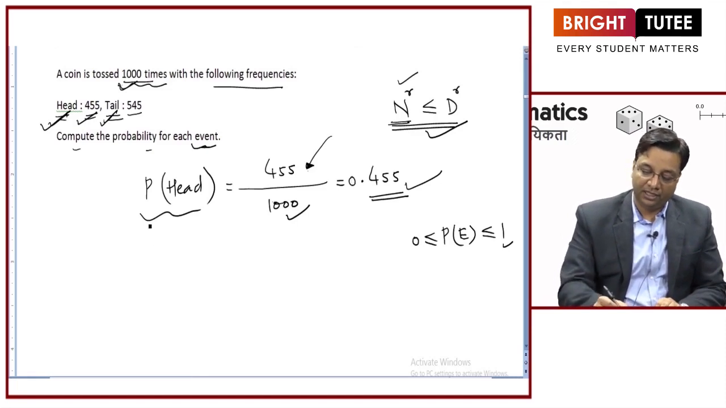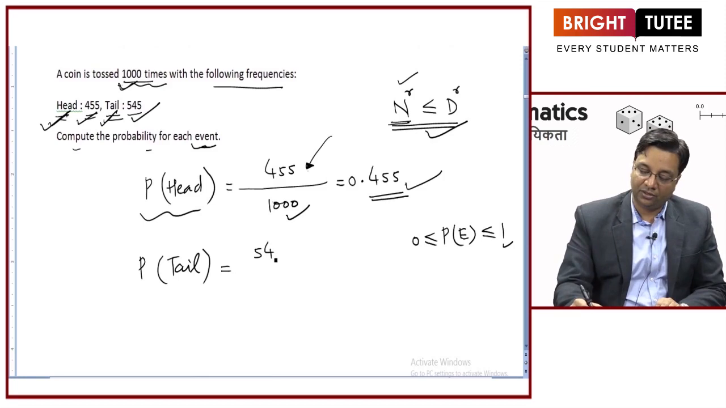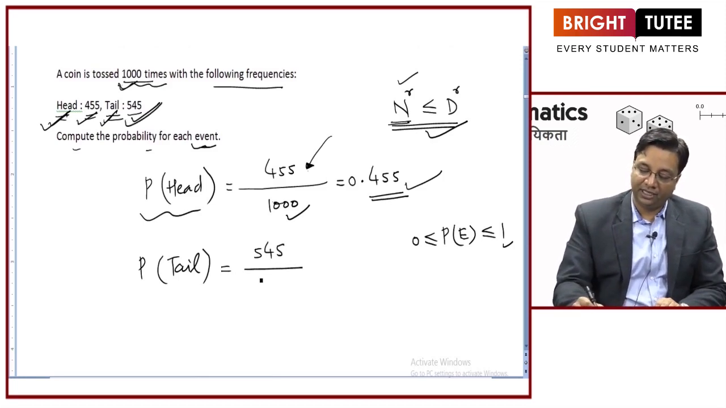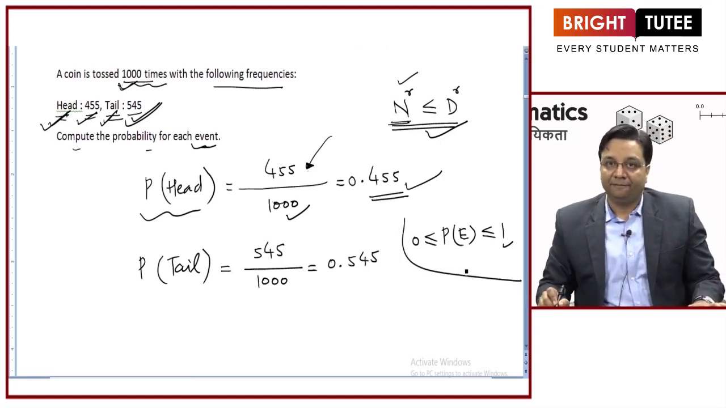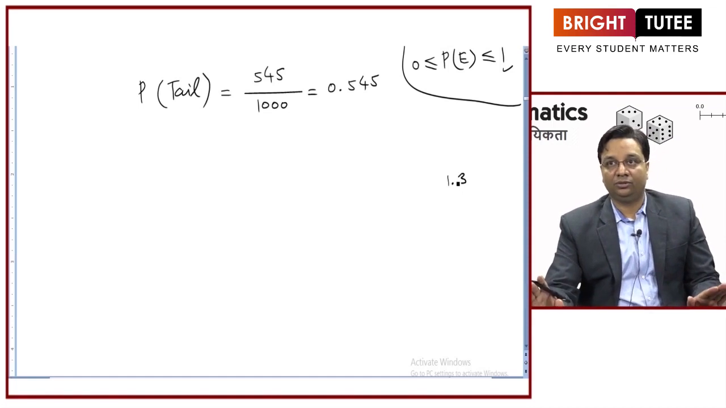Now in this case it is 0.455, and probability of tail coming on top is equal to number of times the event occurred, or number of times the tail showed on top, is 545, and what is the total number of times the experiment was performed? 1000. So the probability is 0.545, right?